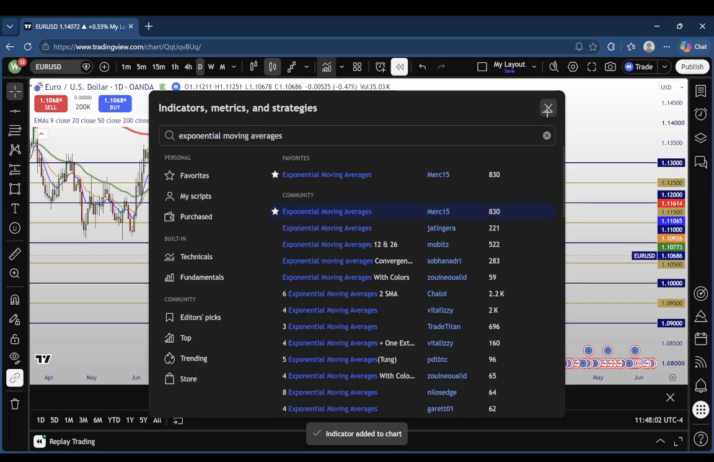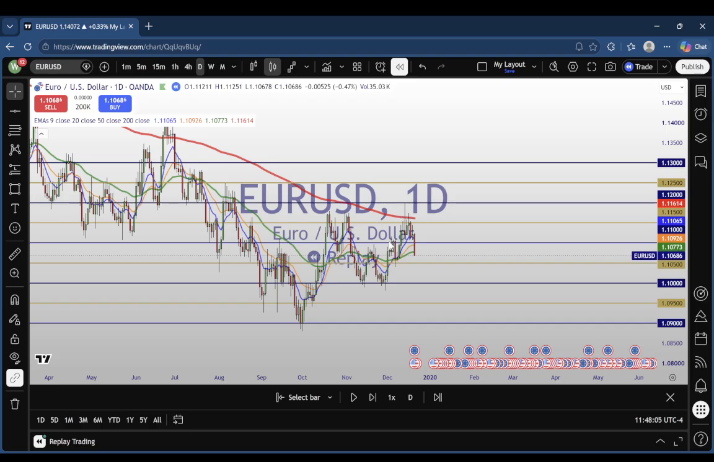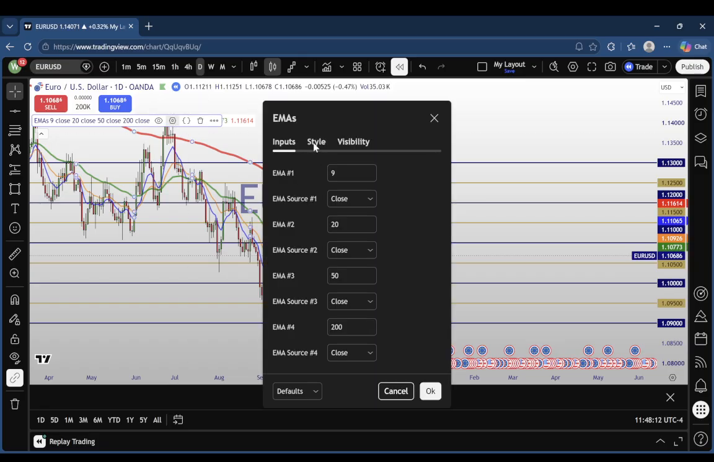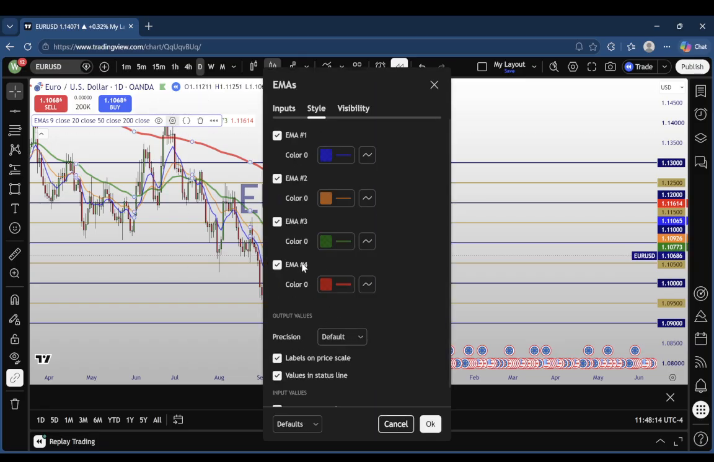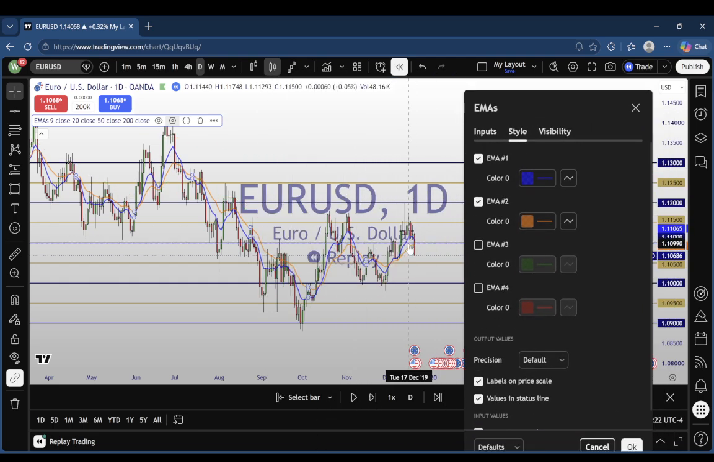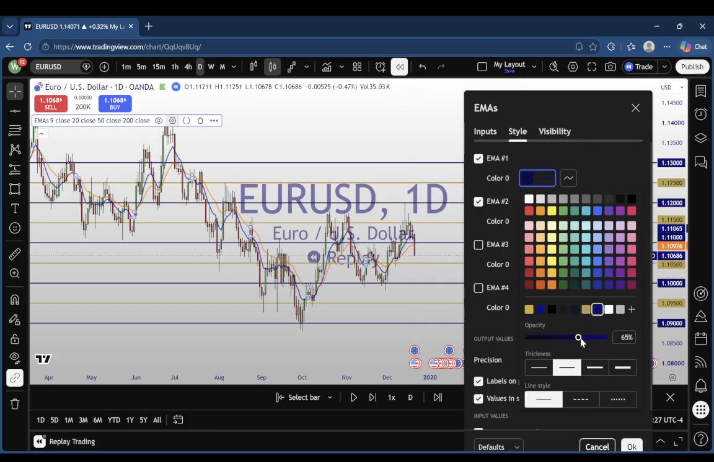All right. And then you can see all these different lines on here. Okay. Now what you're going to do is go to settings. Right. We're going to go to style. And then we're going to click off EMA 3 and EMA 4. What that does is give us 2 lines because that's all we need. Now over here, I'm going to change the color and the thickness. I'm going to keep my thickness thin just because it's cleaner on the chart. But if you want your thickness to be bigger just for visual purposes, then you can do so.